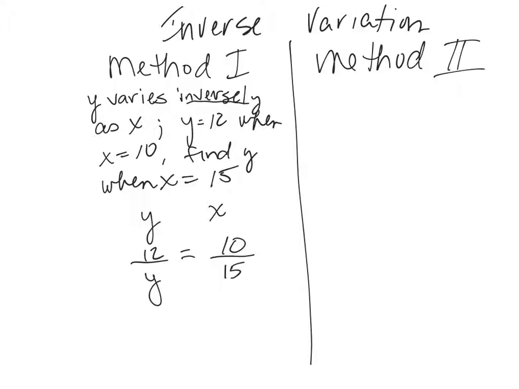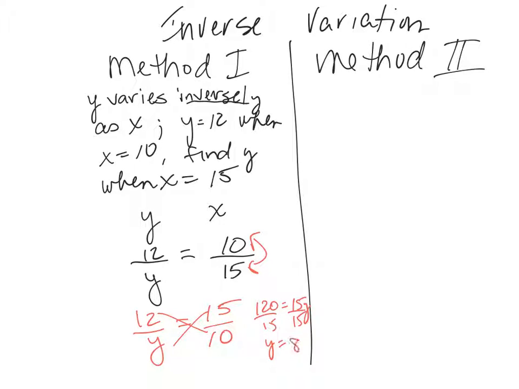But before you cross multiply, you have to rewrite it and flip the second fraction, because it's an inverse proportion, so you have to flip it, okay? So when you flip it, now you can cross multiply. You have 120 equals 15y. Divide by 15, and I think y is 8. Somebody check that for me.